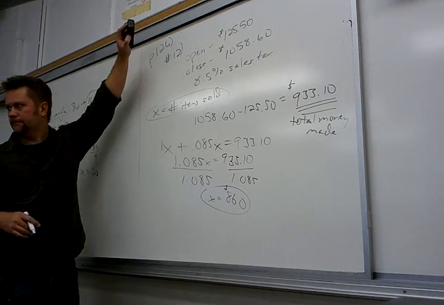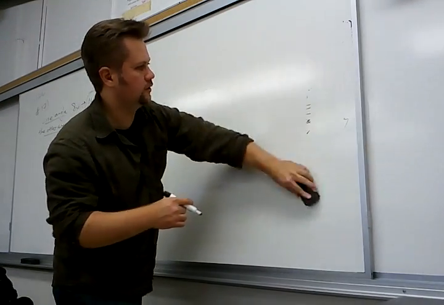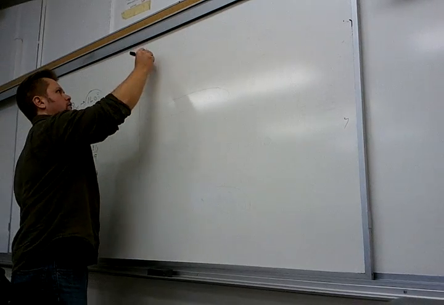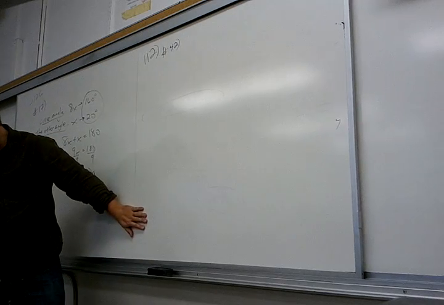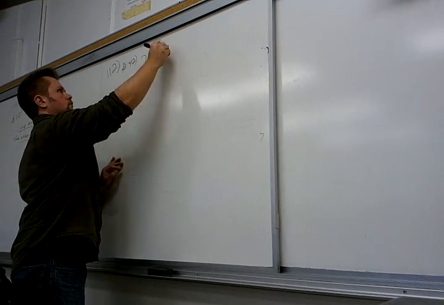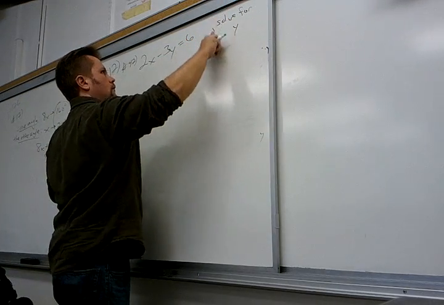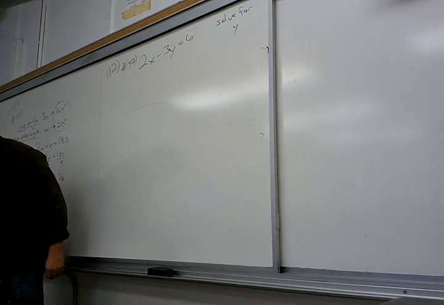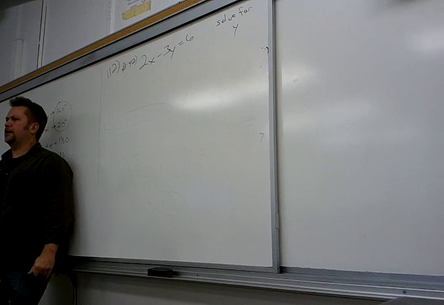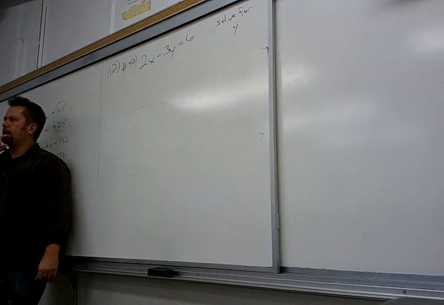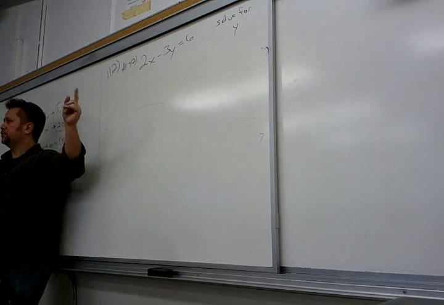2x minus 3y. So this is actually page 112, number 42, this one. Now this should seem familiar to most of you. When we get to graphing, we'll be doing a lot of this because I want to solve for y, so I put it in the right form for a line. Right now, all I want to do is solve for y.